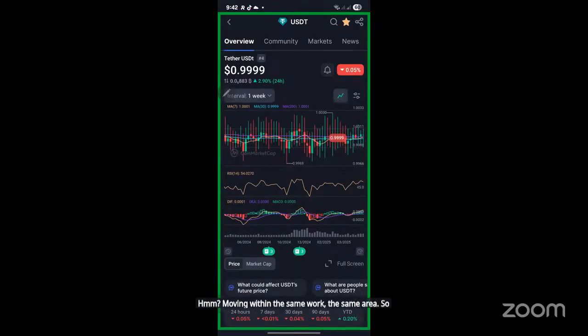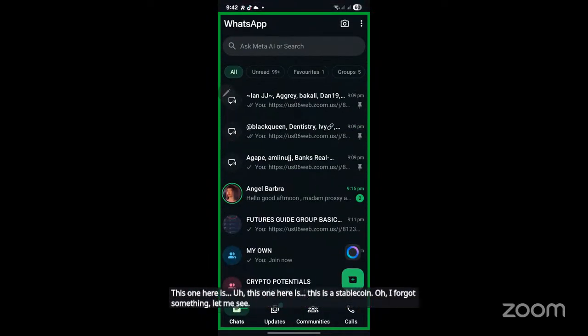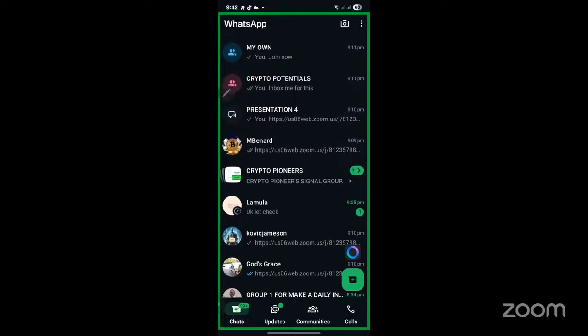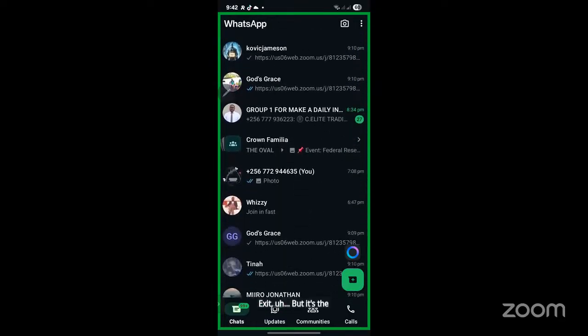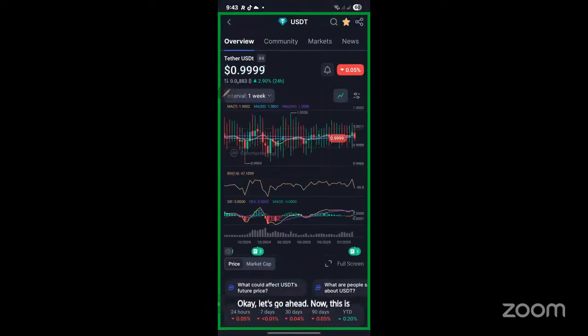So this one here is what? This is a stable coin. I forgot something. Let me see. Is it there or no? Okay, let's go ahead. Now, this is what? This is a stable coin.